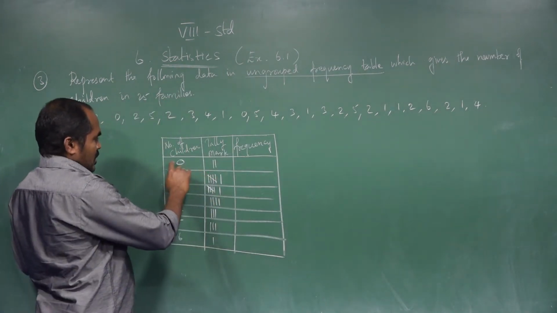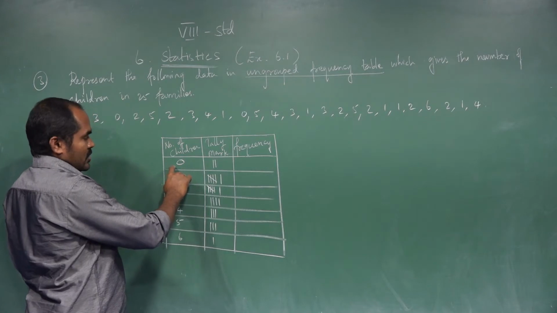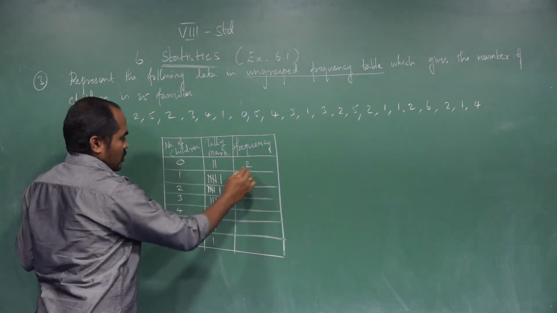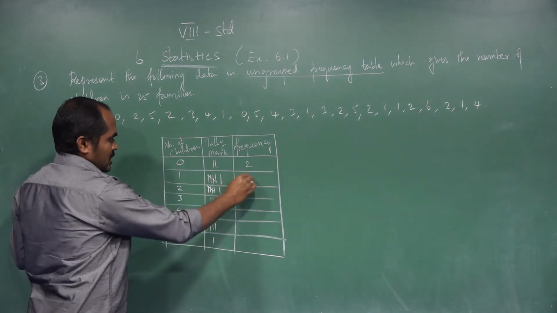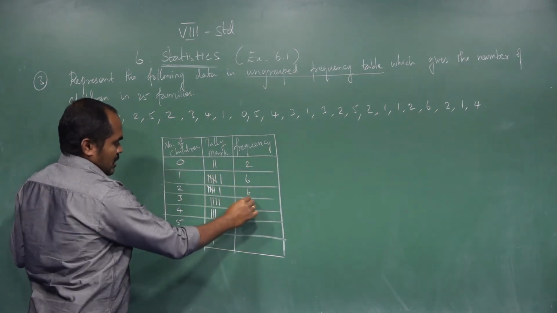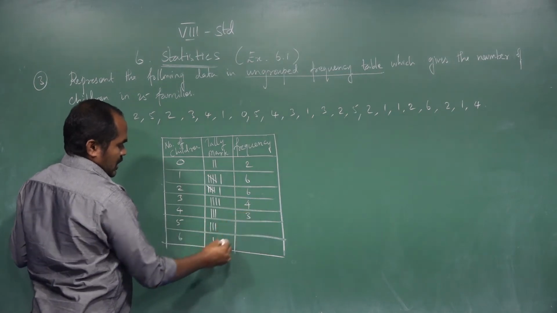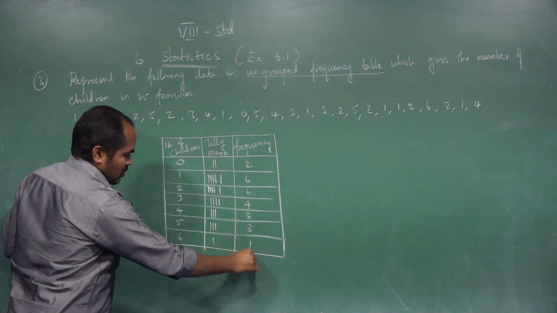So number of families having 0 children. No children means 2. So right here 2. How many lines are there? 2 lines, 1, 2. Right here 2. Here 6, here also 6. 4, 3, 3 and 1.